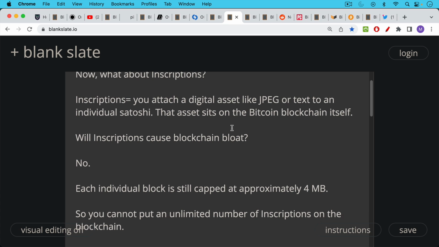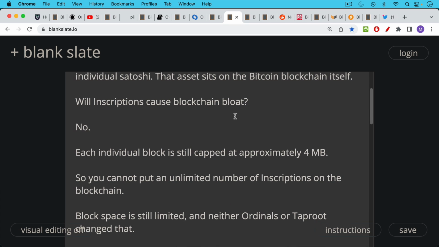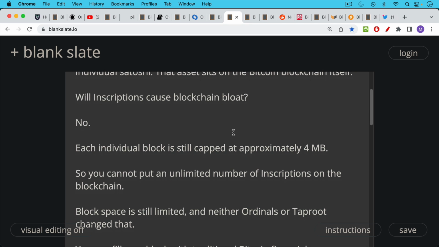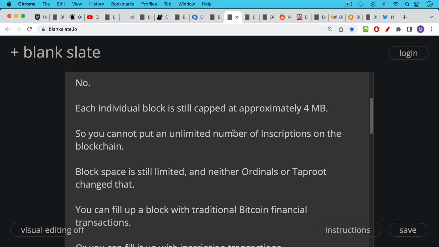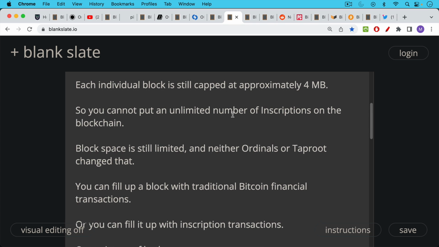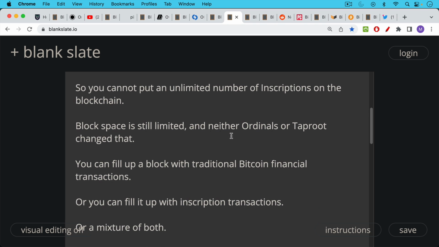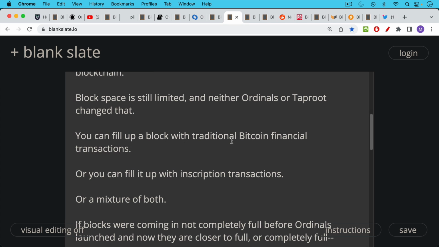The answer to this, I think, is no, because each individual block is still capped at approximately 4 megabytes. So you cannot put an unlimited number of inscriptions in a block or on the blockchain. Block space is still very limited, and neither Ordinals or Taproot change that or increase the limit. You can fill up a block with traditional Bitcoin financial transactions by sending and receiving, or you can fill it up with inscription transactions, in other words, NFTs, on the blockchain, or you can fill up the block with a mixture of both.